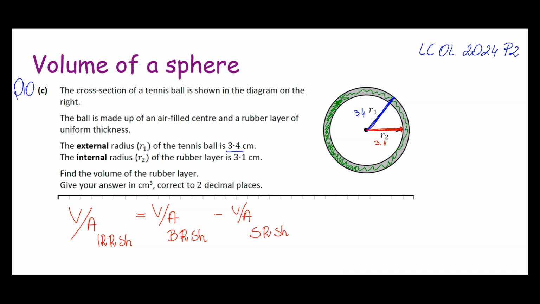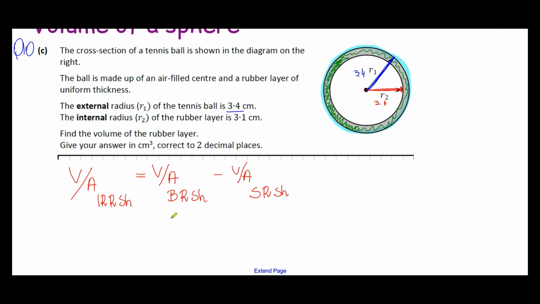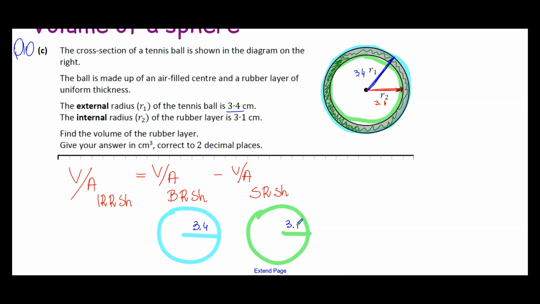So what do I mean by that in this question? Let's just get some highlighter. So we have the blue sphere, the bigger sphere, right? That means from the big sphere with this radius, we take away the small sphere, the one that is inside here. So we take the smaller sphere. Let's go back to our pen. This one has a radius 3.4 and this one has 3.1. So when we take it away, we're going to be left with that donut shape.